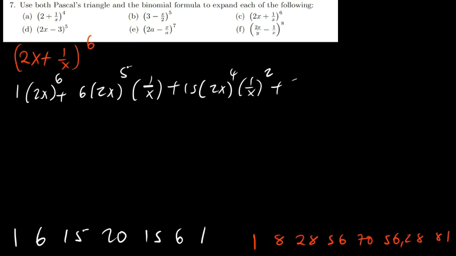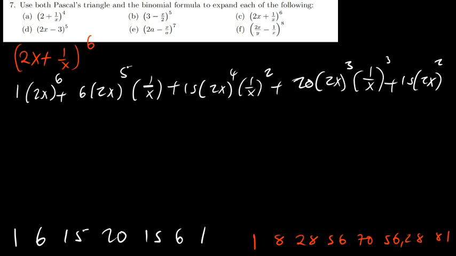Plus the next coefficient is 20. So 2x raised to the power 3, 1 over x raised to the power 3. Plus the next coefficient is 15. So it will be 2x raised to the power 2, another one, 1 over x raised to the power 4. Then I'll continue from here.